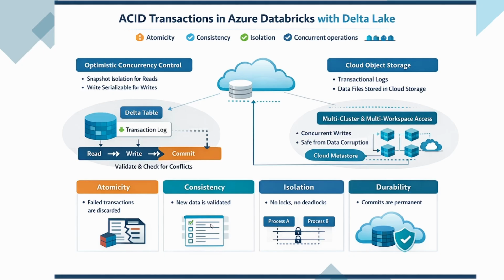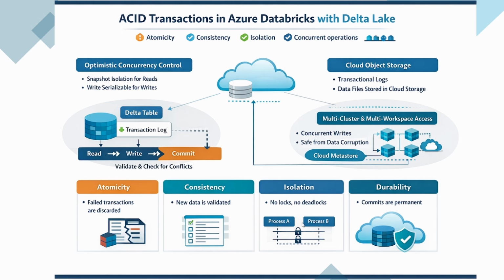Next up, consistency. Think of it as the rules of the road for your data. Whatever you do to your data, it always moves from one valid state to another. Delta Lake checks your transaction, validates it, and only then commits it. So your data isn't just random chaos. It's always, well, consistent.